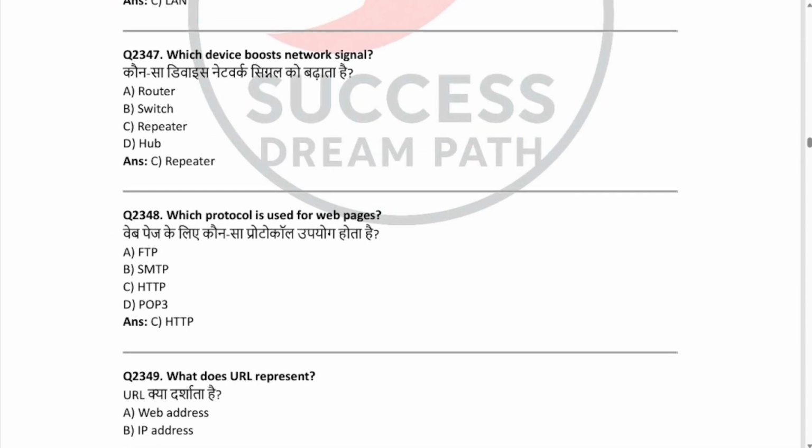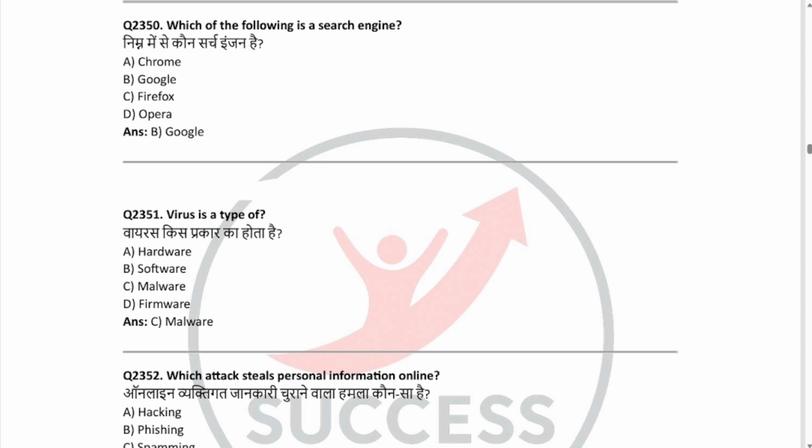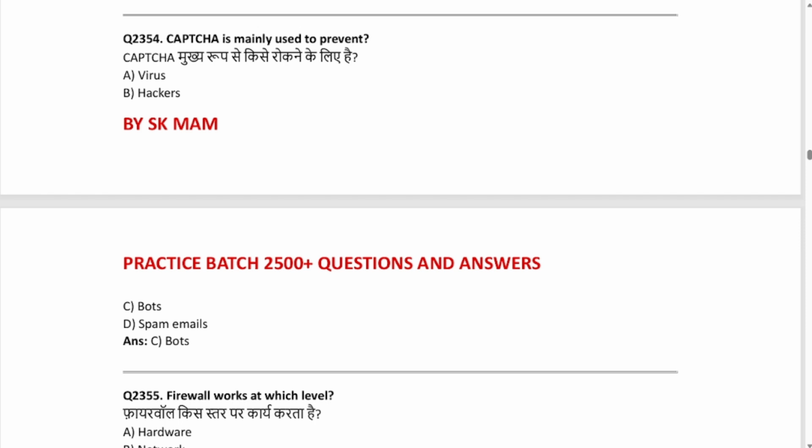Which device boosts network signal? Repeater. Which protocol is used for web pages? HTTP. What does URL represent? Web address. Which of the following is a search engine? Google. Virus is a type of malware. Which attack steals personal information online? Phishing. Which software detects and removes virus? Antivirus. CAPTCHA is mainly used to prevent bots.